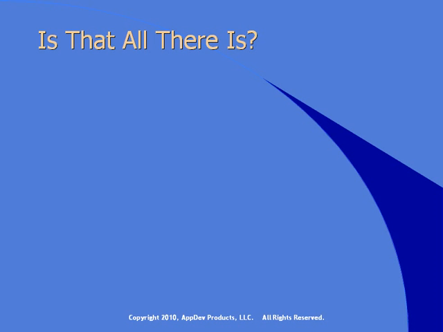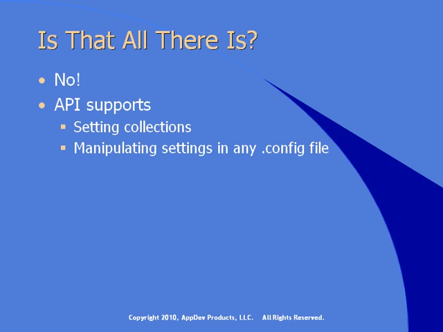Is that all there is to the Configuration API? Emphatically, no. There's a whole lot more that you can do with the configuration settings in .NET, and specifically ASP.NET programmatically. For example, the configuration namespaces have rich support for getting and setting collections of settings, manipulating various settings in various config files, and doing way more.